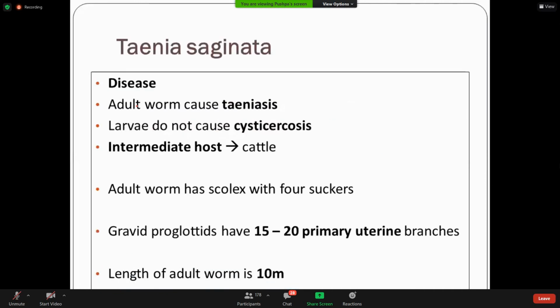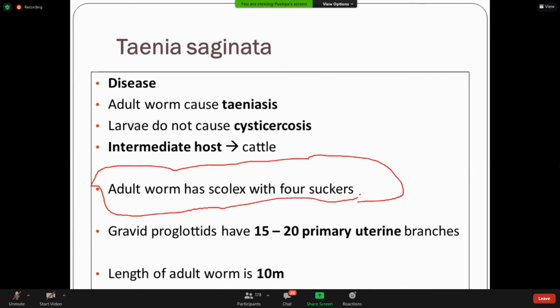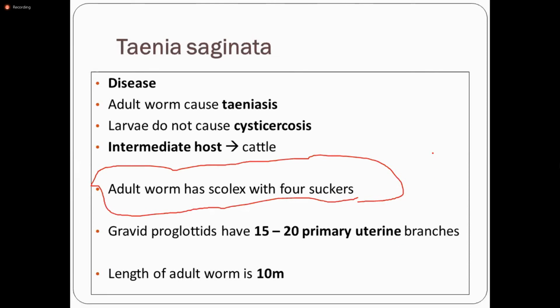Taenia saginata, the disease is known as Taeniasis. Larvae do not cause cysticercosis. Intermediate host is cattle. Adult worm has a scolex with 4 suckers. Suckers are present, but there are no hooks in Taenia saginata, and it is found in the beef muscle. Okay, and gravid proglottids have 15 to 20 primary uterine branches. Here in Taenia solium, the number of branches is less. It is 5 to 10 branches or up to 15 branches. And here 15 to 25 branches. So the gravid proglottids, the branches are more here in Taenia saginata.